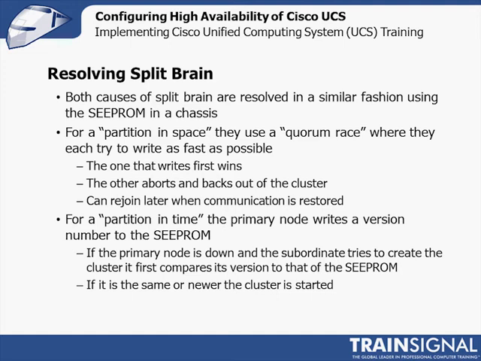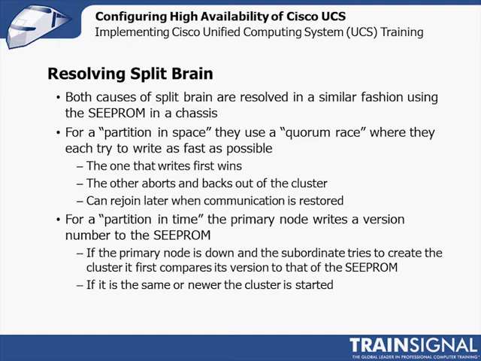For a partition in time, the primary node writes a number to the EEPROM. So he writes kind of a configuration version. If the primary node is down and the subordinate tries to create the cluster, it first looks at what he thinks the configuration revision is and then looks at the EEPROM. If he's got a newer version than what's on the EEPROM, he comes up, writes the config, and everybody's happy. So if he comes up with revision 150 and the chassis has 112, he knows that he's newer than the chassis and he can dump that down, and the cluster will come up and everybody's happy.